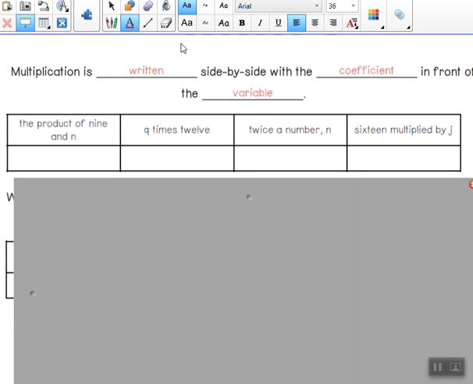Multiplication is written side by side with your coefficient in front of the variable. So if you're going to combine things, you put the number first. The product of 9 and n, I would do 9n. That's what that one would look like. Q times 12, well, the number goes first, 12q. You put the coefficient out front. There's that word again. Twice a number n. I do this. I do not do n2 because that's kind of backwards. The number goes first. Plus n2 could get confusing with exponents. We don't want to do that. 16 multiplied by j. Again, number first, variable right after it. So keep that in mind.